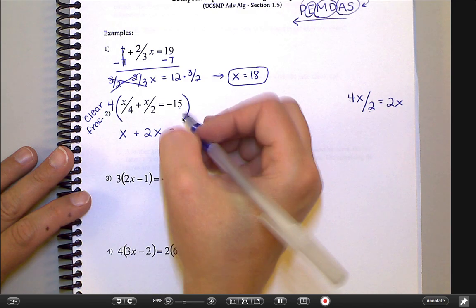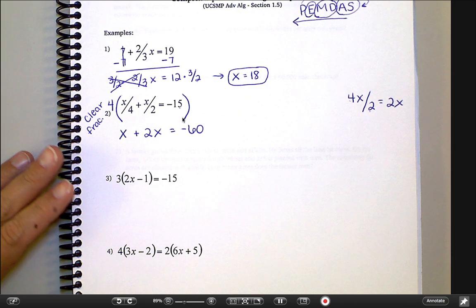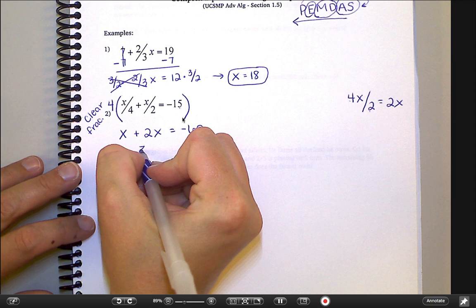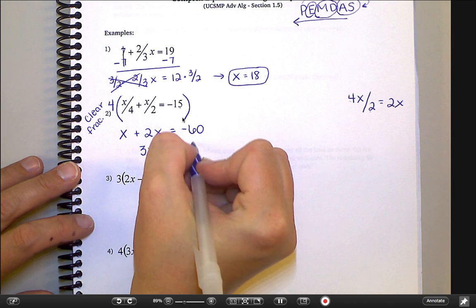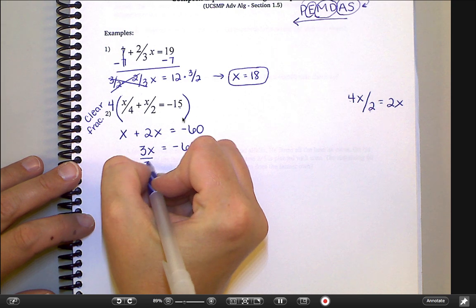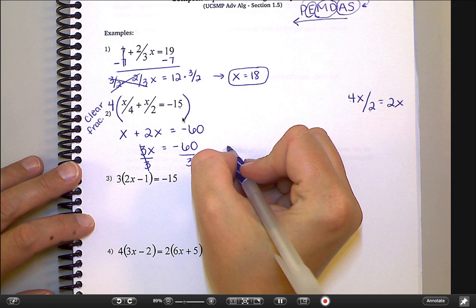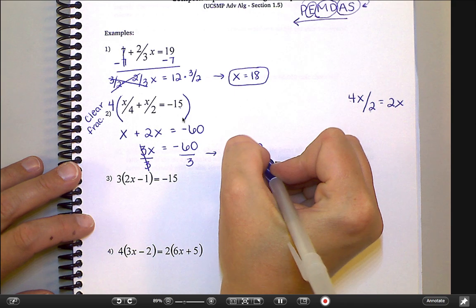So 4 times negative 15 is negative 60. And now this is a much nicer equation because then I can just combine these two and make them a 3x. So 3x equals negative 60. And then I can divide by 3 on each side. And I end up with x equals negative 20.